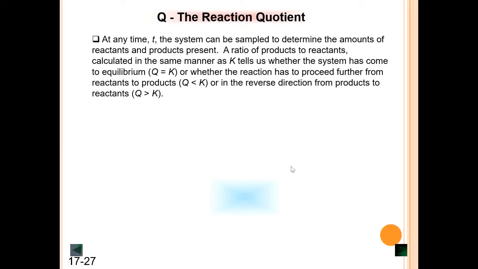Reaction quotient. At any time, the system can be sampled to determine the amount of the reactants and also the product that is present at a certain time. A ratio of the product to the reactants, calculated in the same manner as K, tells us whether the system has come to equilibrium if Q is equal to K, or the reaction has to proceed further from reactant to product, or in the reverse direction from product to reactant.